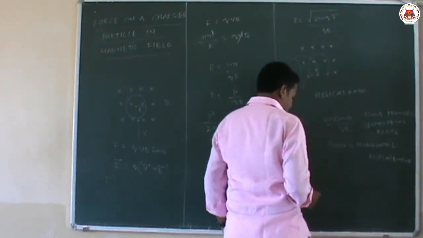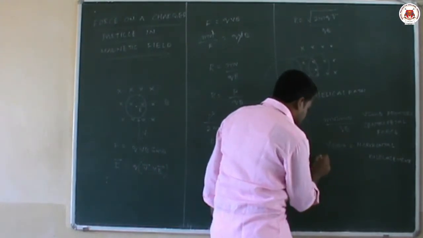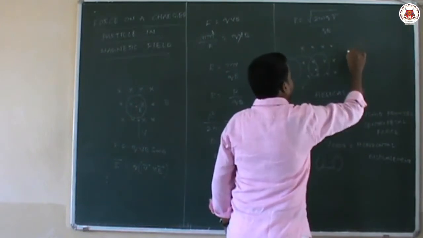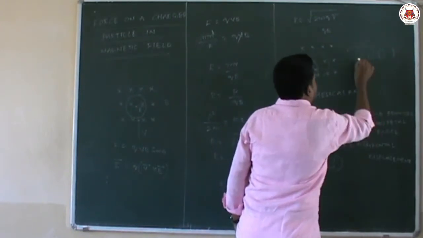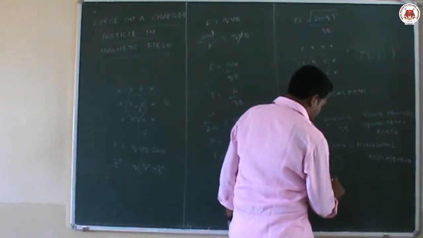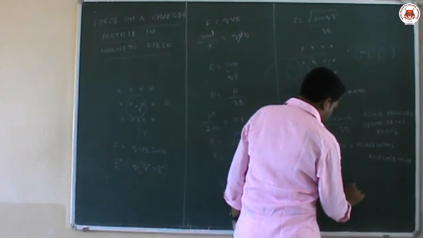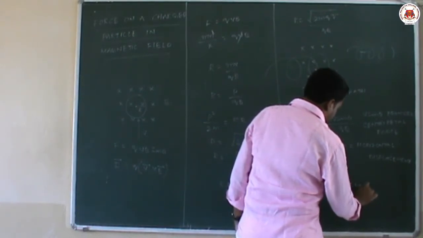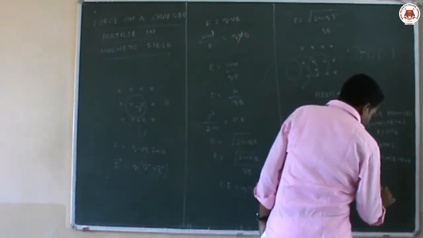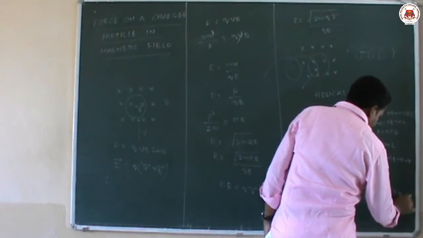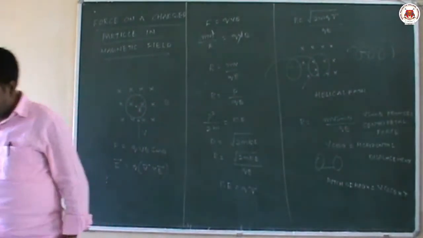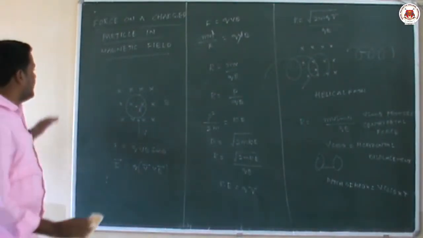Therefore, you observe this helical path like this. This is one helix, this is another helix. The distance between two helices is called the pitch of the helix. So the formula for pitch of the helix is v cos theta into time period. We can calculate the time period by using the formula of radius.